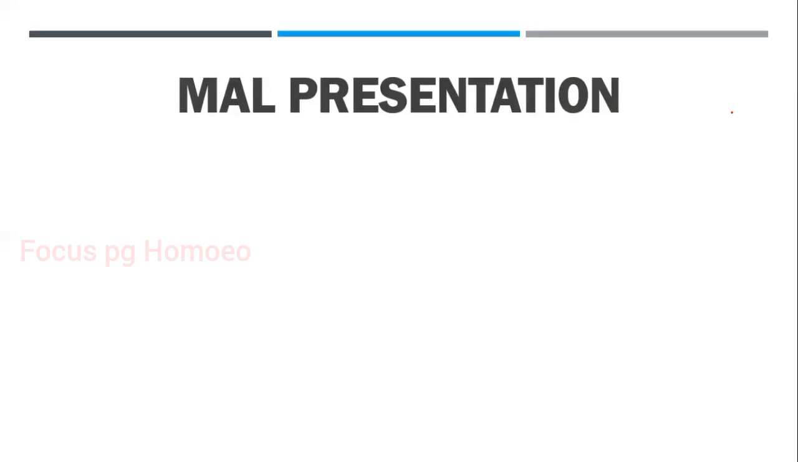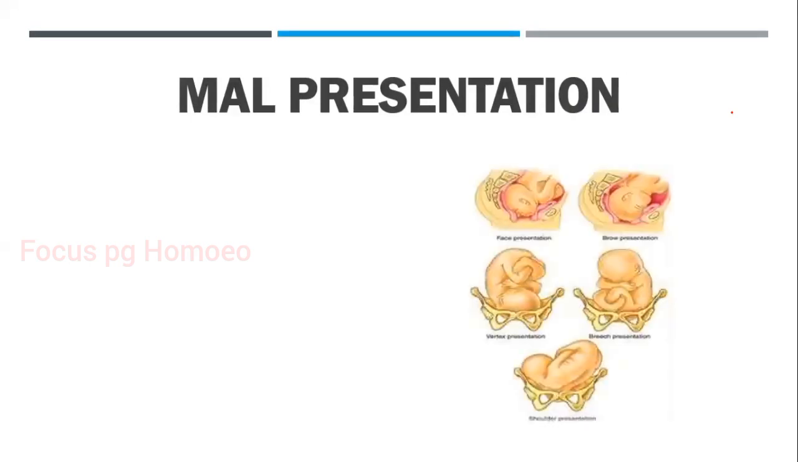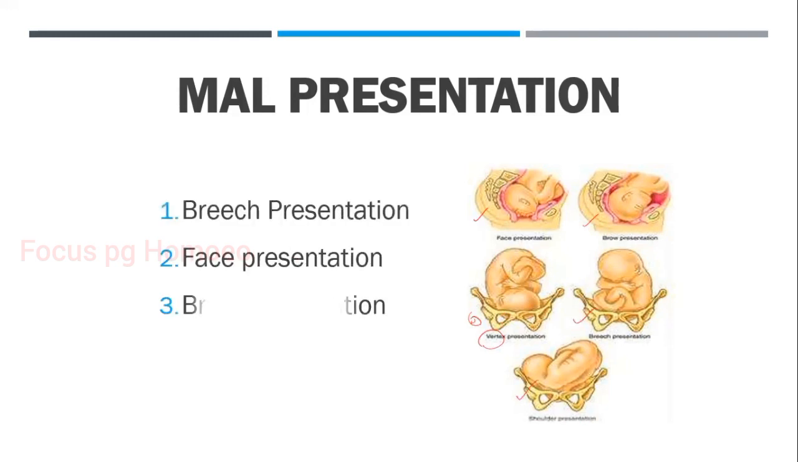Next is malpresentation. What are the different types of malpresentation? In the picture you can see face presentation, brow presentation, breech presentation and shoulder presentation, while vertex is normal. So there are four malpresentations: breech presentation, face presentation, brow presentation, and in transverse lie, the presenting part will be shoulder.